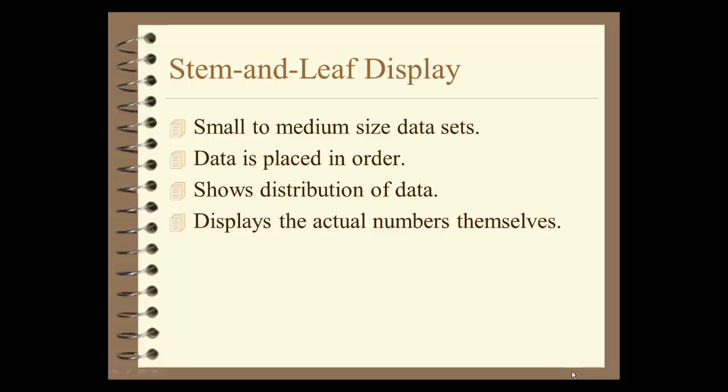When working with small and medium-sized data sets, sometimes it's useful to use what's called a stem and leaf display. Here, the data is displayed in order. It gives us a good idea of the distribution, that is, again, the shape of the data set. It also displays the actual numbers, which is one of its big benefits.